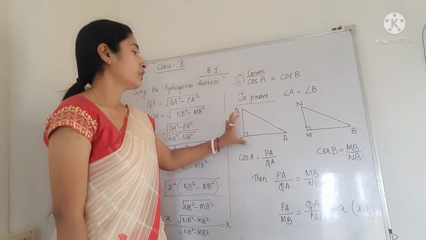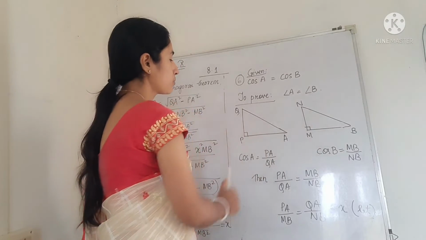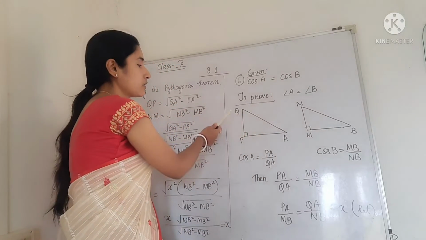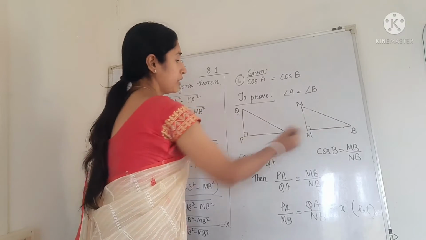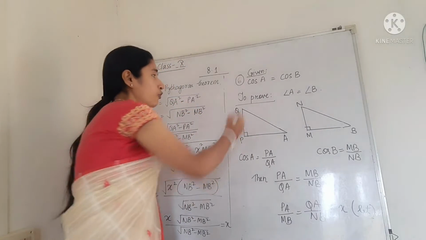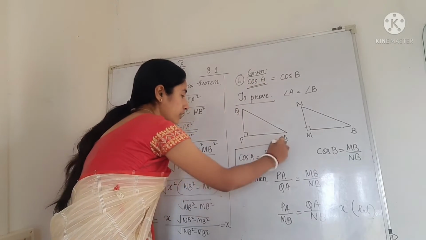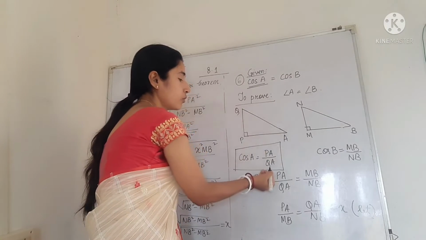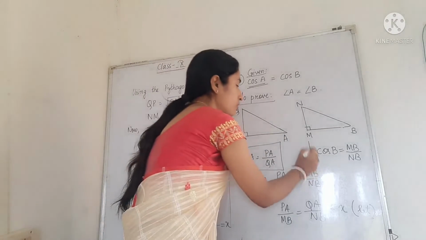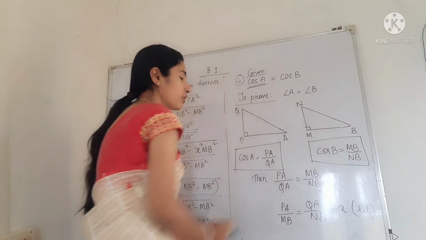So now we have to draw two base angles, angle A and angle B respectively. So I have named the triangle. This is triangle QPA and this is triangle NMB. Okay. So now first of all, I am writing cos A from this triangle. So cos A is what? Base by hypotenuse. So base is PA, hypotenuse is QA. So this is base by hypotenuse. Similarly, the value of cos B is this one, MB by NB, base by hypotenuse.